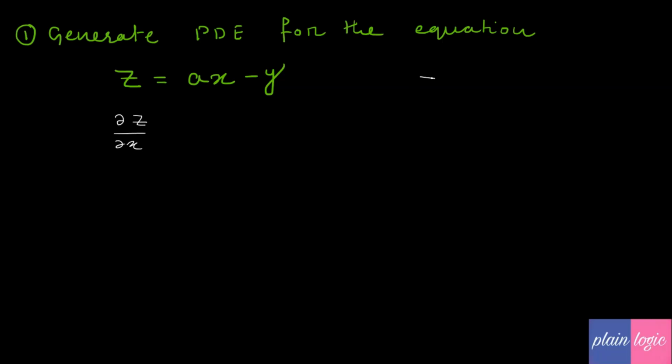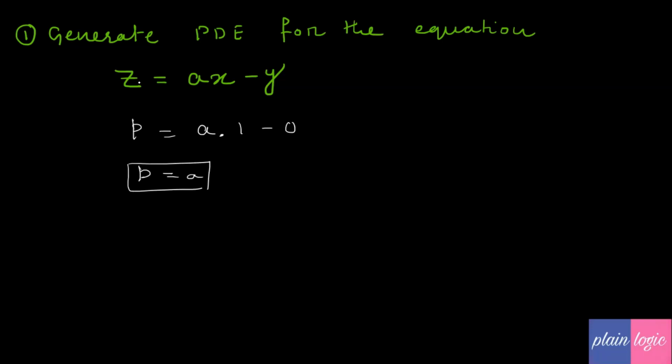Remember here z is a function of x and y. So whatever partial differentiation we are going to do is for z. So del z by del x can also be treated as p, because p is equal to del by del x of the function z. Correct? So p is equal to a times 1 minus 0. So here we got p is equal to a.